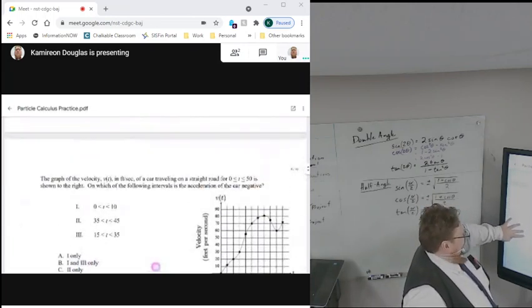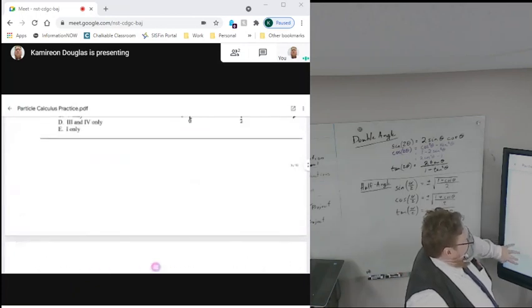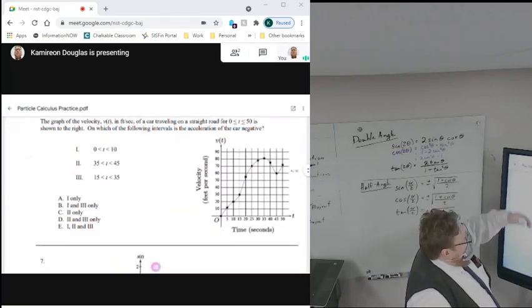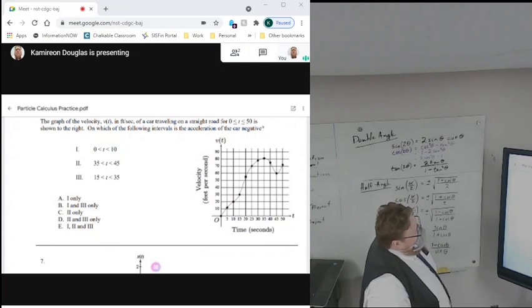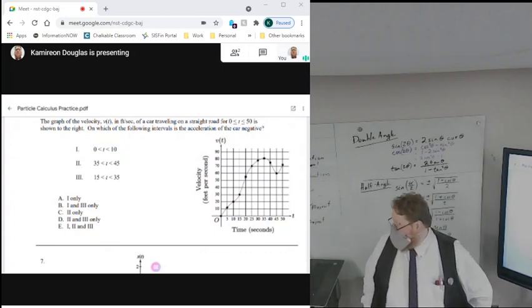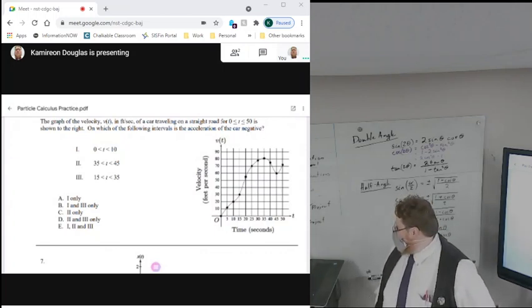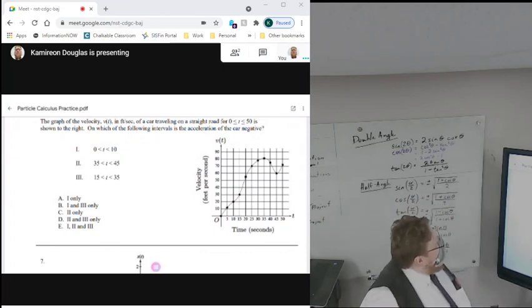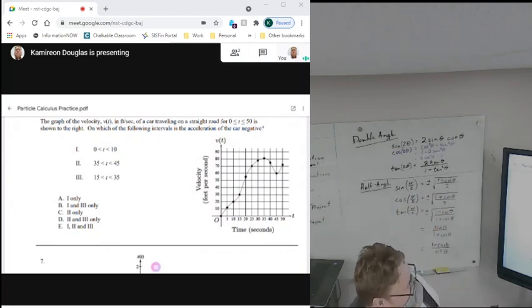Sweet. All right. The graph of the velocity v of t in feet per second of a car traveling on a straight road for 0 to 50 is shown to the right. On which of the following intervals is the acceleration of the car negative? What do you guys think?